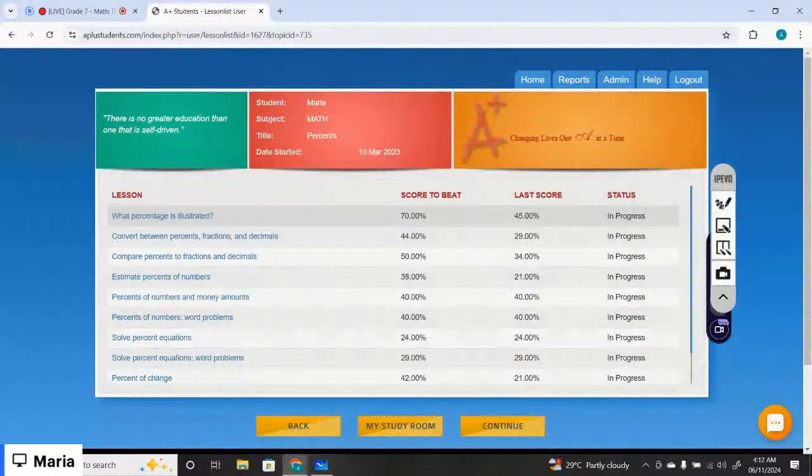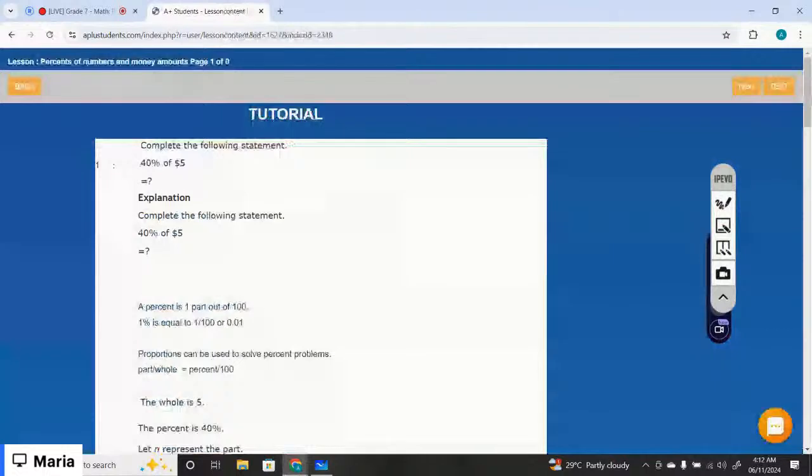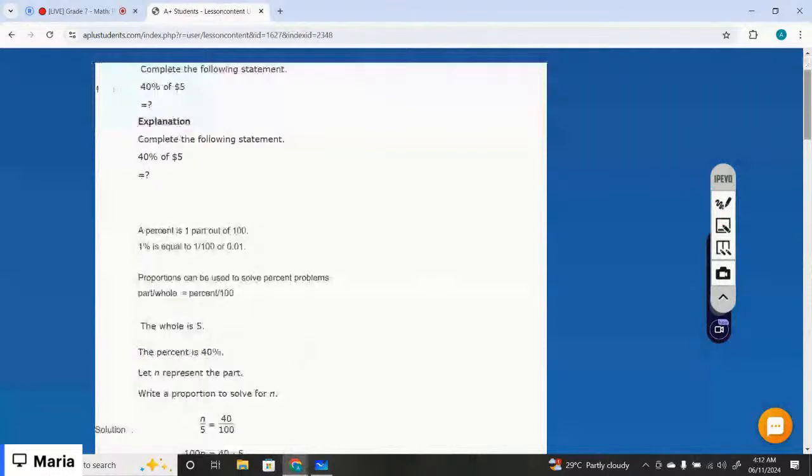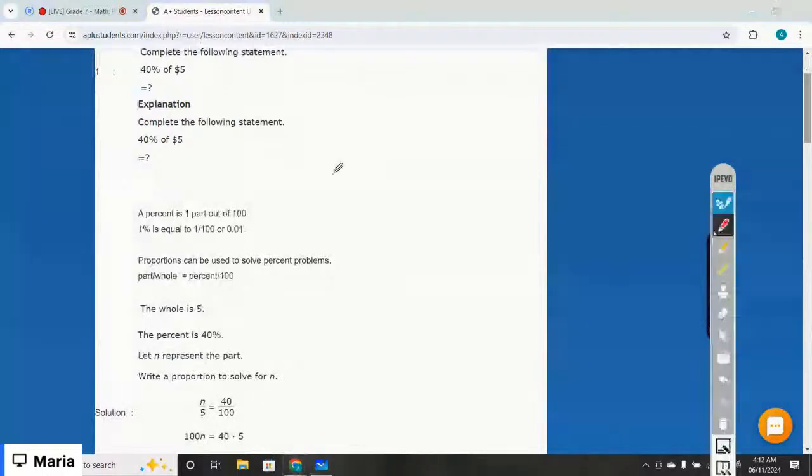The next lesson is percents of numbers and money amount. So let's just start with the lesson. Complete the following statement: 40% of $5. You have to evaluate 40% of $5. So the whole number is 5. You have to calculate 40% of 5, right? So that would be n divided by 5.